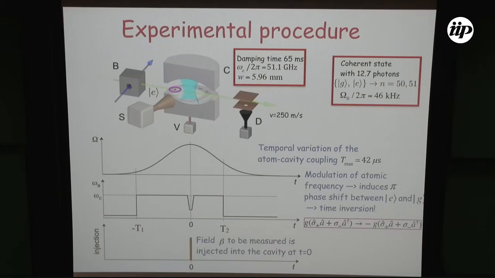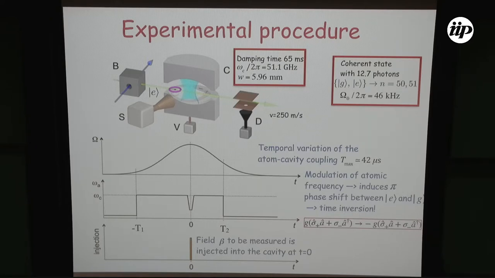So again, this is the temporal variation of the atom-cavity coupling. But you see that something happens here at the zero point, which is precisely the time when the field is injected into the cavity. At this point, you take the atoms out of resonance, in such a way that the interaction between the excited state and the cavity mode is now a dispersive interaction.